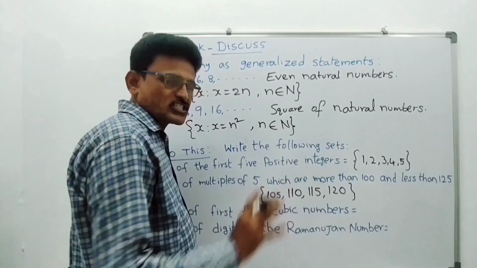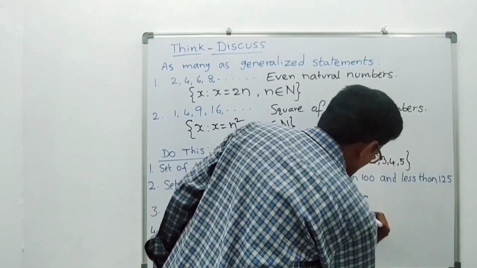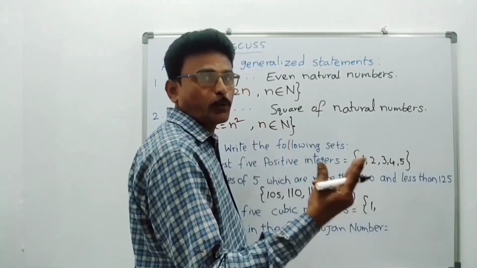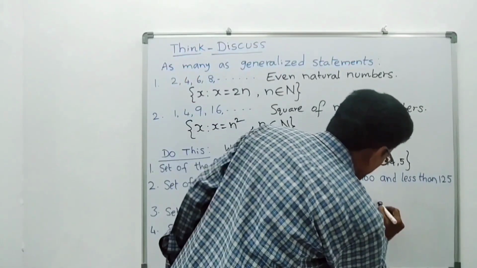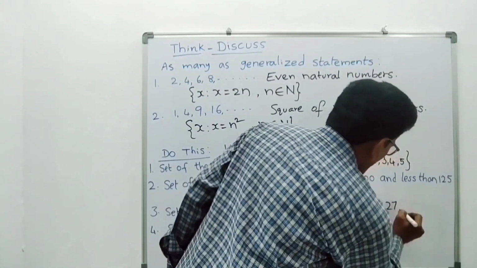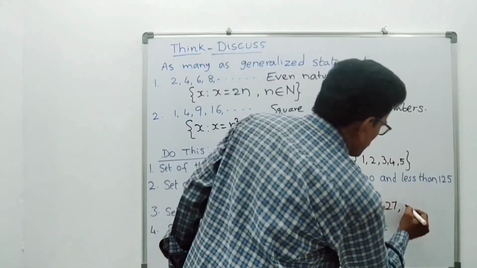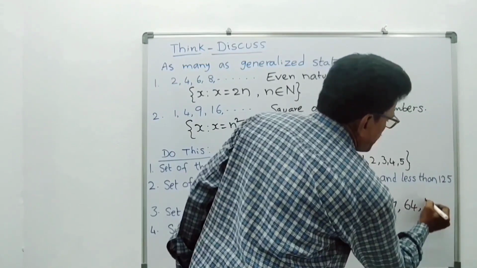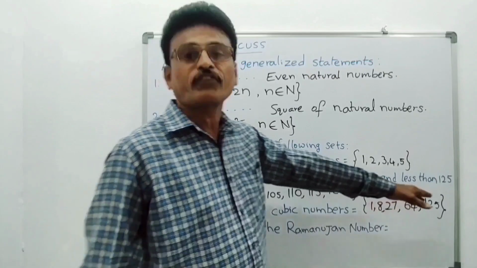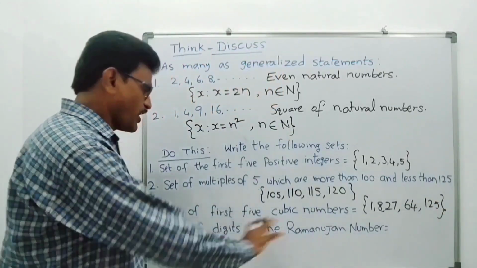Now, the set of the first 5 cubic numbers. What are the first 5 cubic numbers? First cubic number, 1 cubed, that is 1 into 1 into 1. Next, 2 cubed, 2 into 2 into 2, that is 8. Next, 3 into 3 into 3, that is 27. 4 into 4 into 4, that is 64. 5 into 5 into 5, it is 125. So 1 cube, 2 cube, 3 cube, 4 cube, 5 cube. These are the first 5 cubic numbers.